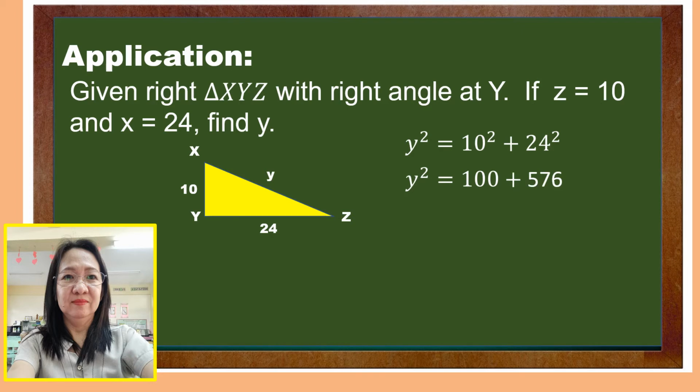And the square of 10 is 100 and the square of 24 is 576. And then adding them, we will arrive at 676. Now since we have a square on the left side, we're going to take the square root of both sides so that we will get Y is the square root of 676 and Y is 26 units.